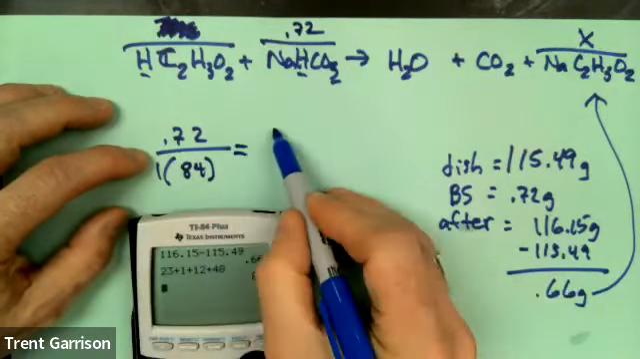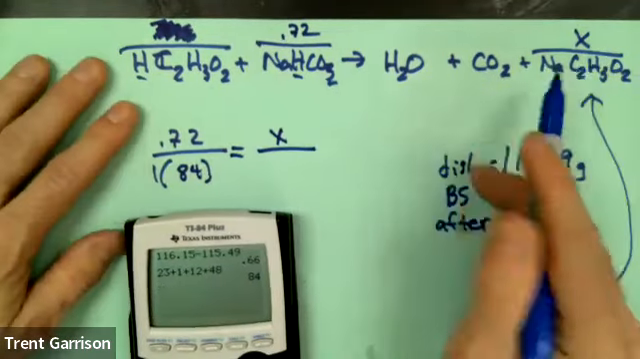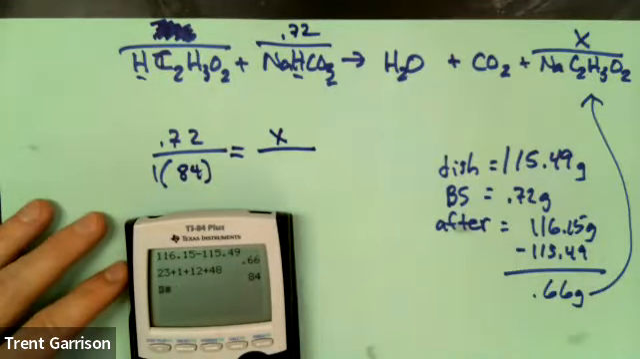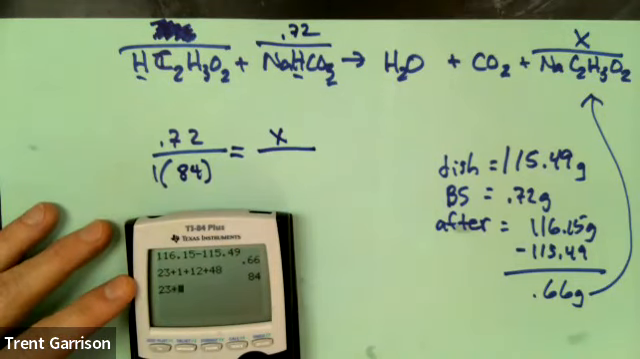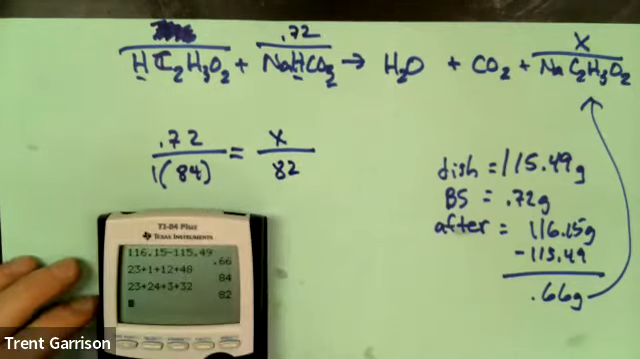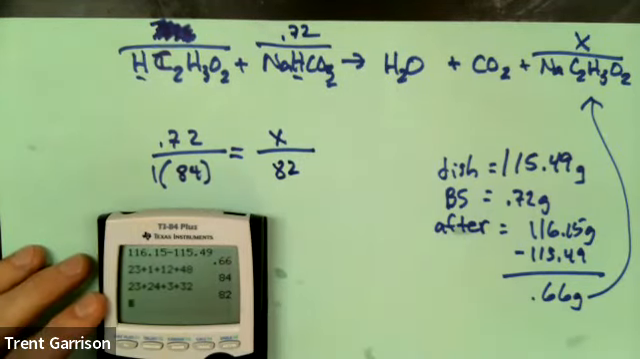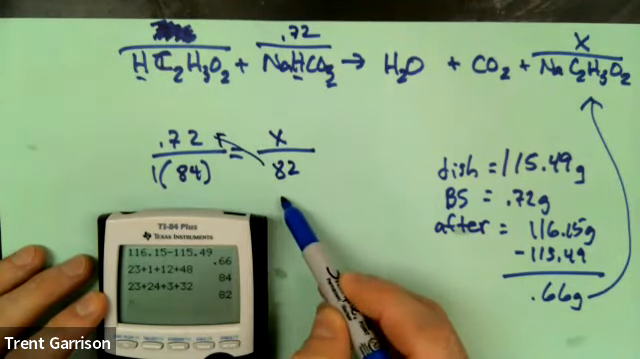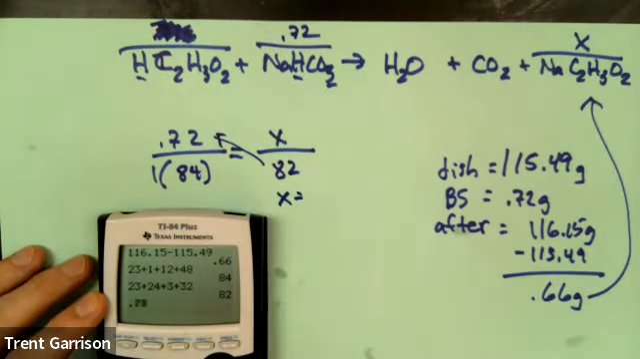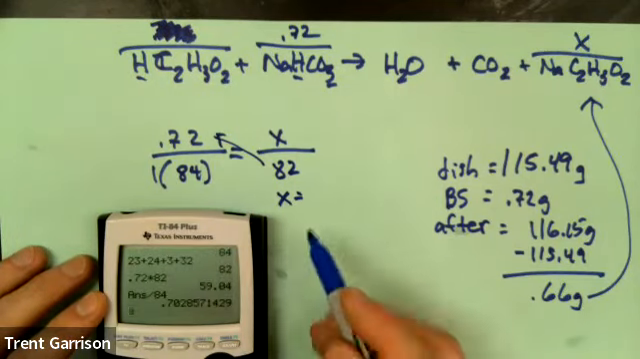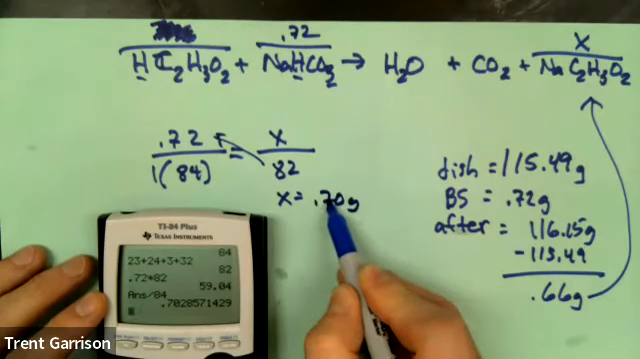How much I should have produced is this weight over here. Again, coefficient of 1, the weight of sodium 23, 2 carbons is 24, 3 hydrogens, and 2 oxygens. That weight is 82. Not much of a difference, actually. All right, so you're expecting then this shouldn't be too much different from where it was. So let's cross multiply and solve for X. This is how much I should have gotten. 0.72 times 82 divided by 84. And I should have gotten 0.7 grams.